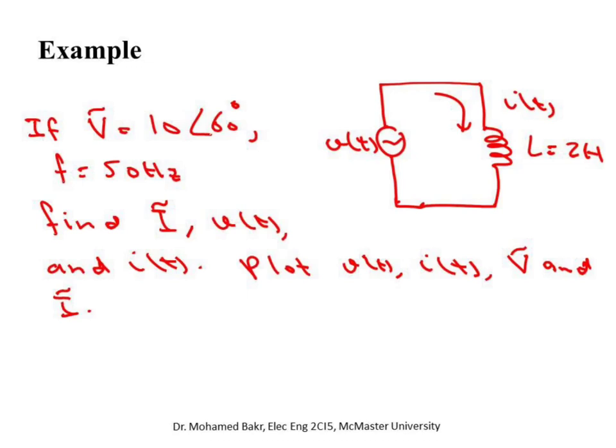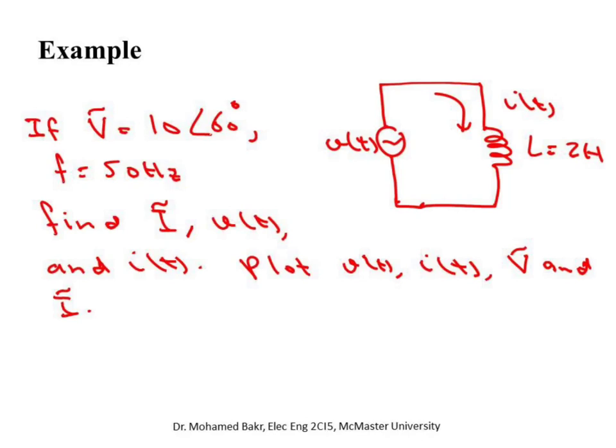Okay, let's have one example. We have here a circuit. We have a voltage source injecting current in an inductor. This is the expression for the voltage source. The frequency is 60 Hz. We would like to get the current phasor. We would like to get the voltage and current in time. We would like to plot them in the time domain and in the phasor domain. Phasor domain is a complex domain, the real and the imaginary axis.